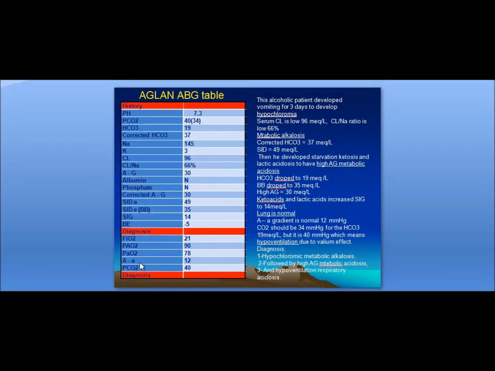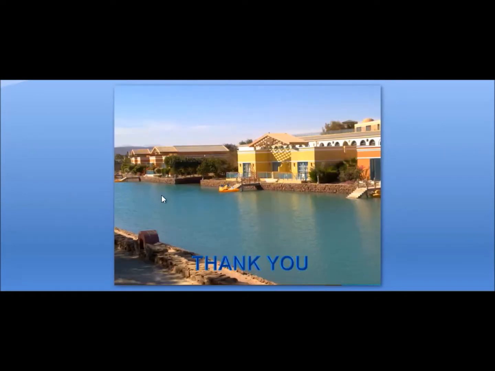When it comes to the carbon dioxide, it's 40. The expected carbon dioxide from this bicarbonate of 19 is 34, but it's 40 due to the effect of Valium. So this patient developed respiratory hypoventilation with respiratory acidosis. So the final diagnosis is hypochloremic metabolic alkalosis, followed by high anion gap metabolic acidosis and hypoventilatory respiratory acidosis. Thank you.